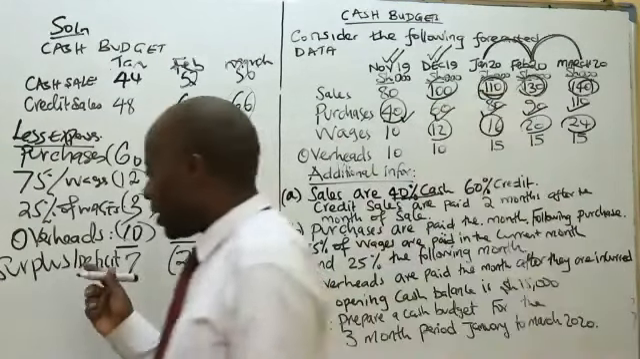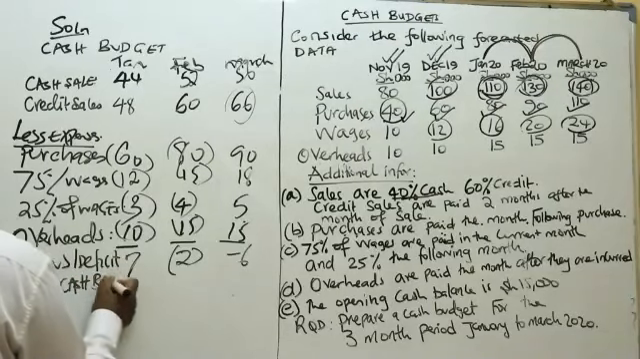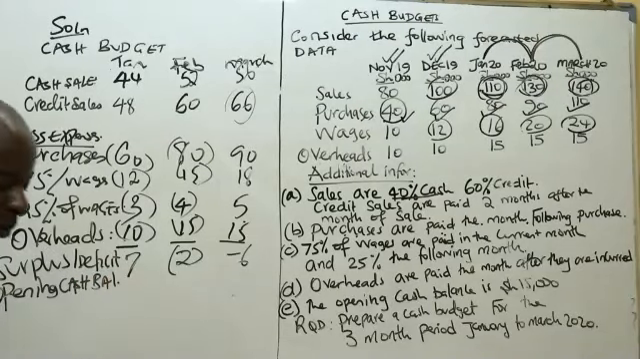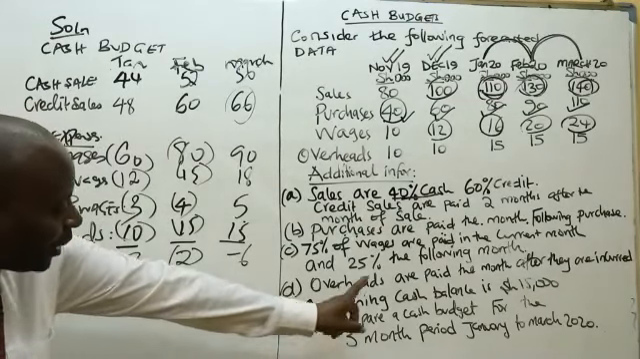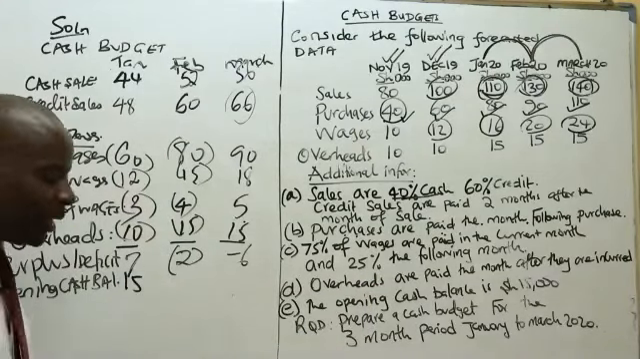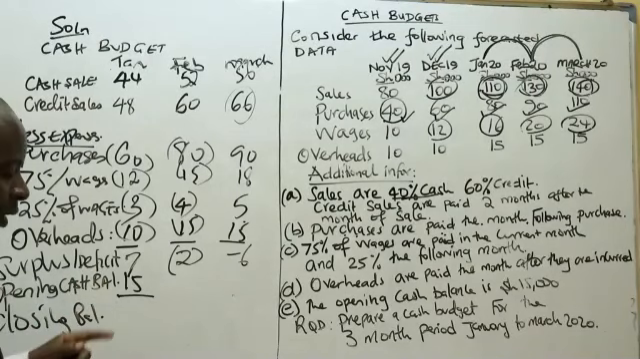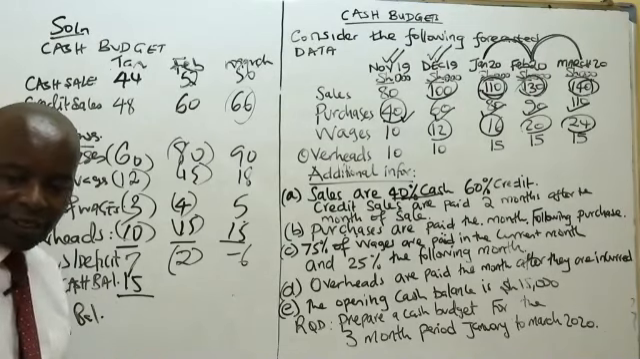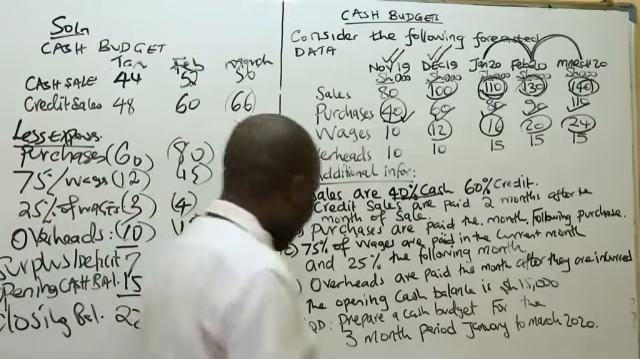Now come and give us the opening cash balance. Are you able to see the opening cash balance, ladies and gentlemen? The opening cash balance they have given us there is 15. So meaning that the closing balance will be 7 plus 15. So what is 7 plus 15? That gives me 22.